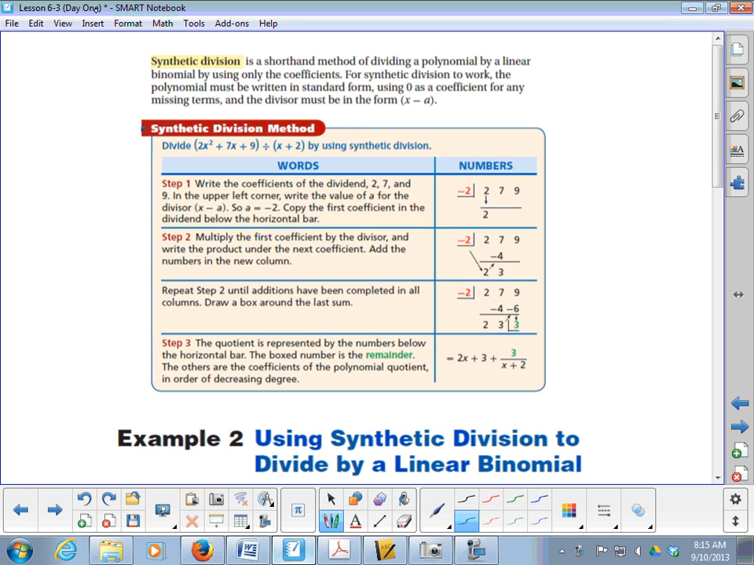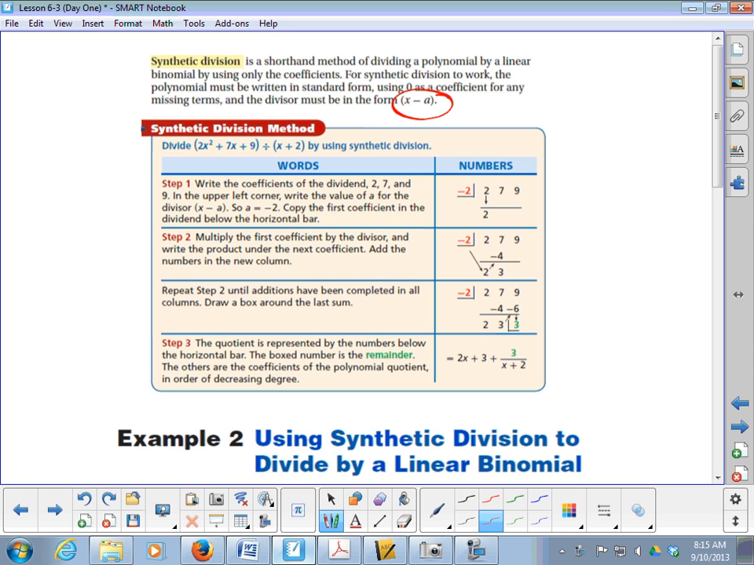So we did long division, and you just thoroughly enjoyed that. Now we're going to do something called synthetic division. Long division can be used in any circumstance when you're dividing polynomials. Synthetic division can only be used when your divisor is in the form of x minus a. So that would be like x plus 3, x minus 7, something like that.